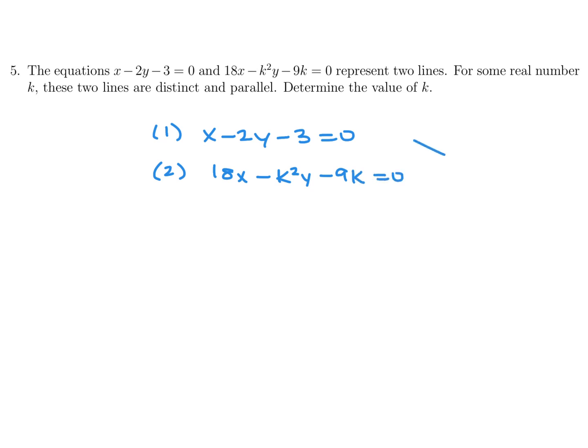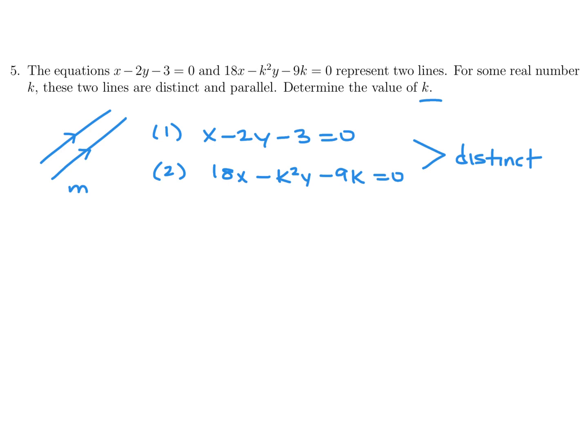And they're distinct, okay, so that's important. They're parallel and distinct, so it's like this kind of scenario. So they both will have the same slope, but they're two different lines. They're not identical lines. Okay, so we have to find the value of k here. So how do we do that?